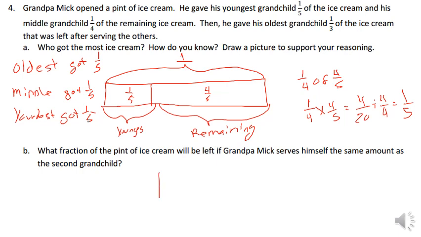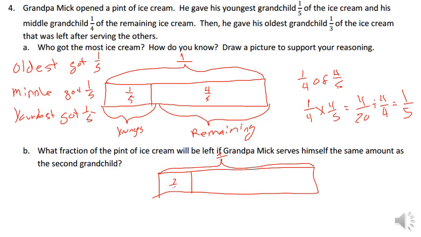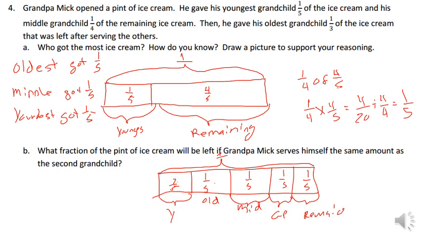Well, as you can see, this is still all 1. And you can see here, there's 1/5 for the youngest, 1/5 for the oldest, and 1/5 for the middle. And it says here 1/5 for Grandpa, because he just gave him the same amount. And you see this 1/5, 2/5, 3/5, 4/5. So there would have to be 1/5 remaining, because it has to add up to 1.